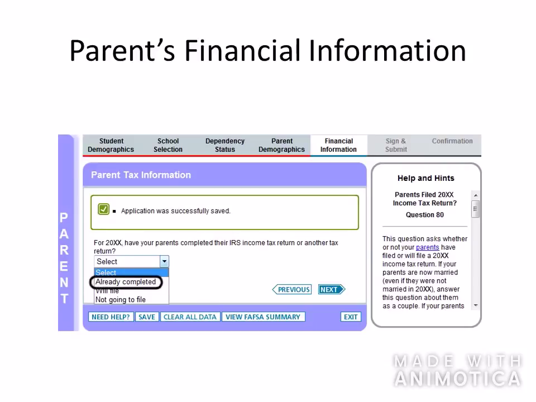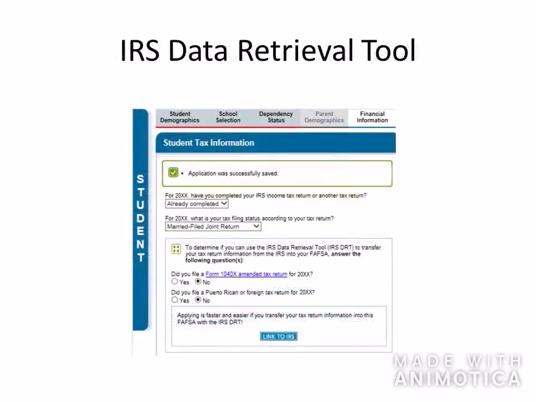After selecting your tax filing status, you will be prompted to use the IRS data retrieval tool. If the tax status Already Completed was chosen, another screen will appear with further questions. You may be eligible to connect directly to the IRS and transfer tax information to the FAFSA form. Some people will not be able to use this method.